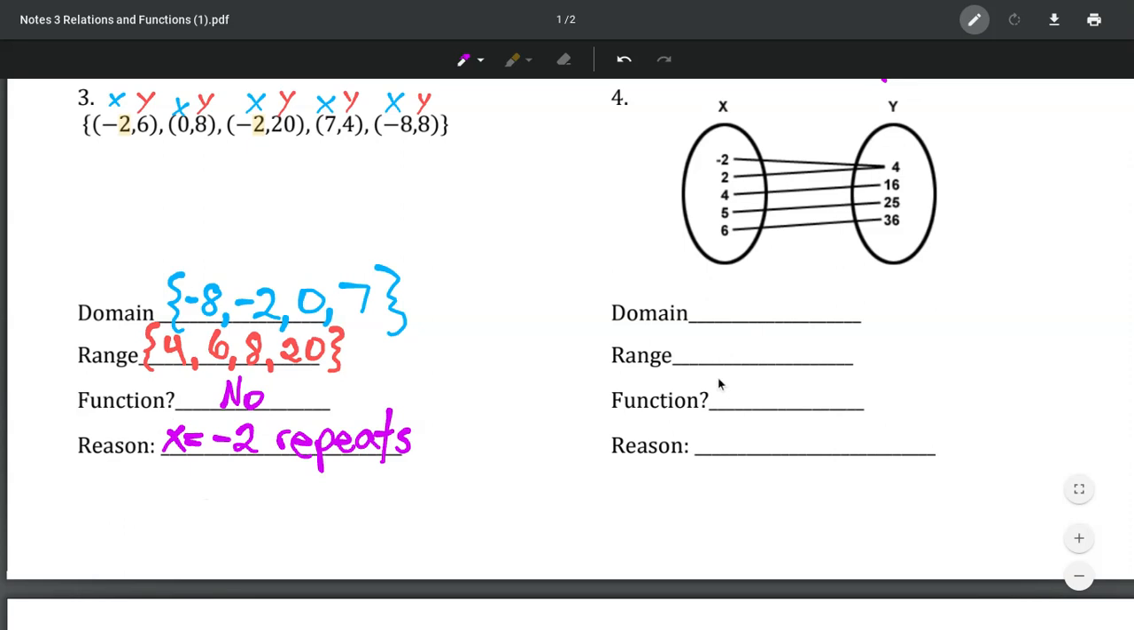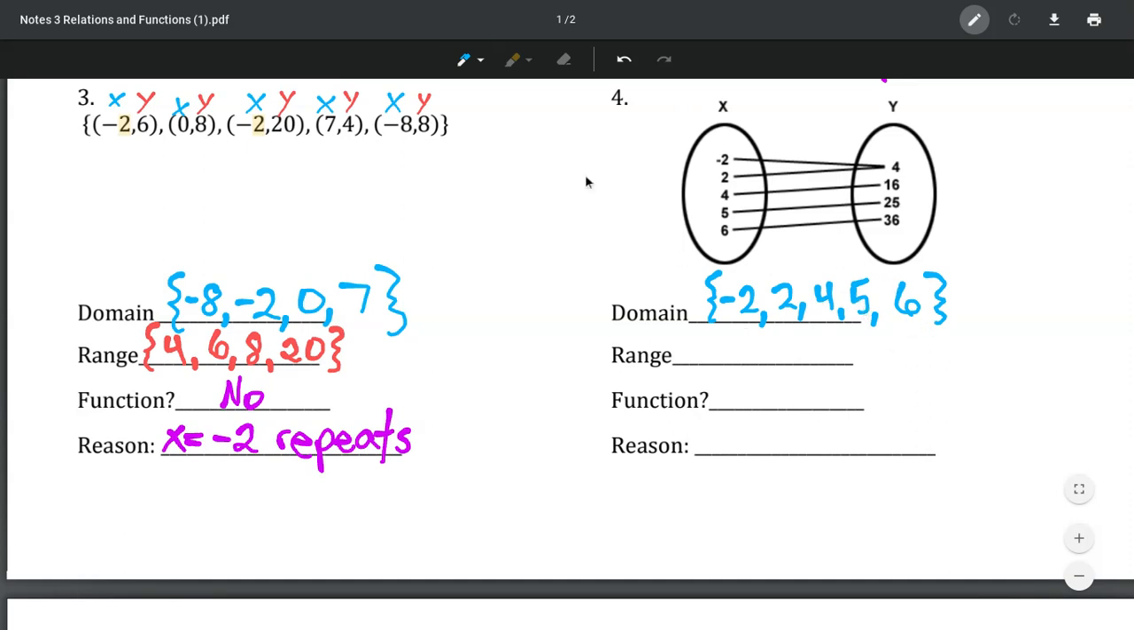Okay, so for our mapping, again, we already did one of these. So maybe pause the video for a second and see if you can fill in these blanks yourself. If we take a look at the mapping, we see in the first bubble here, there are 5 different values. So we'll list all of those for our domain. So from lowest to highest was pretty easy. They were already in that order. Our domain is -2, 2, 4, 5, and 6.